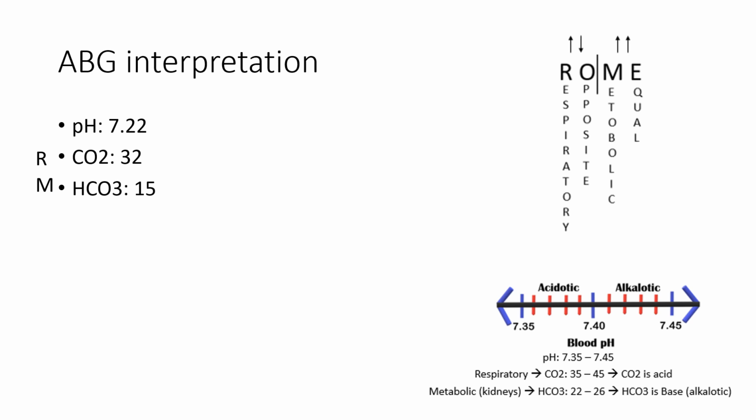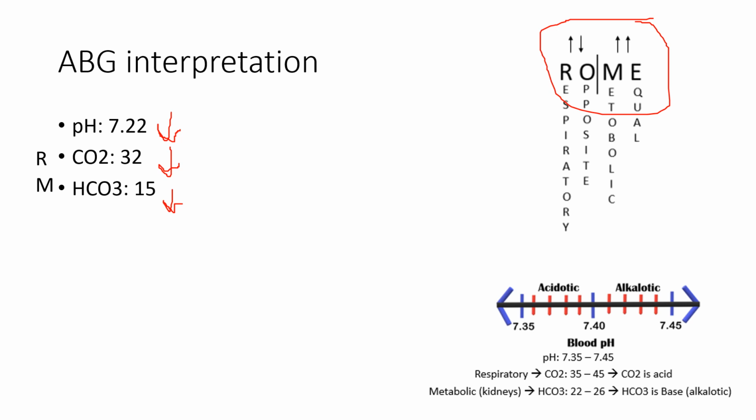All right, so this ABG, we have a pH of 7.22, that is very low. We have a CO2 of 32, which is also low. And then we have an HCO3 of 15, which is very low. So all of them are facing down. Again, respiratory opposite, metabolic equal. So is our respiratory arrow opposite? No. Is our metabolic equal? Yes. So this is going to be partially compensated metabolic acidosis.